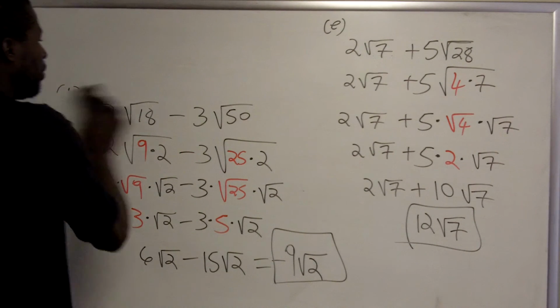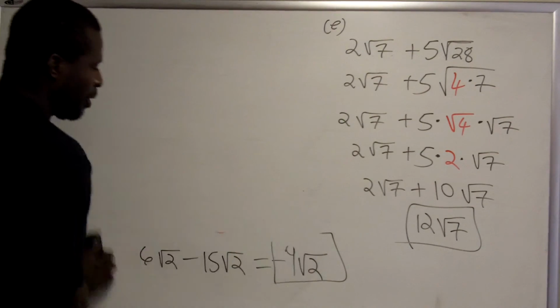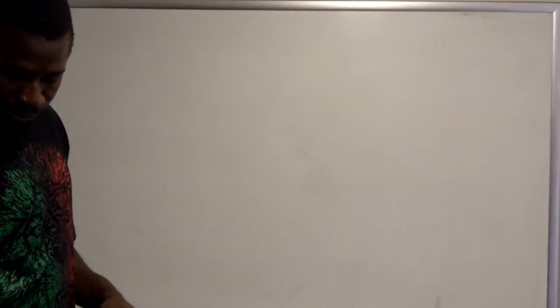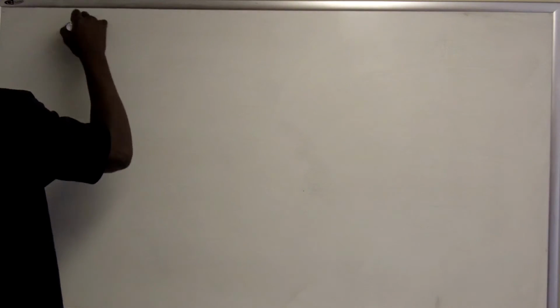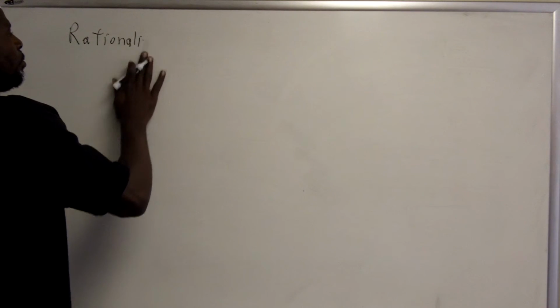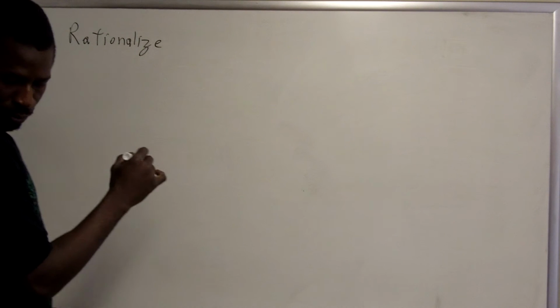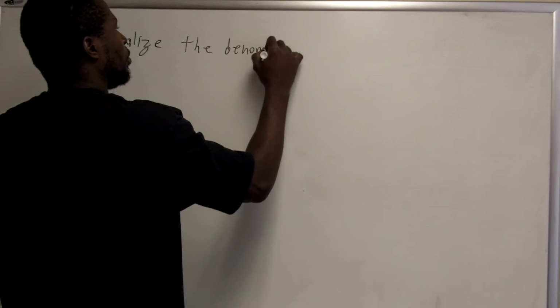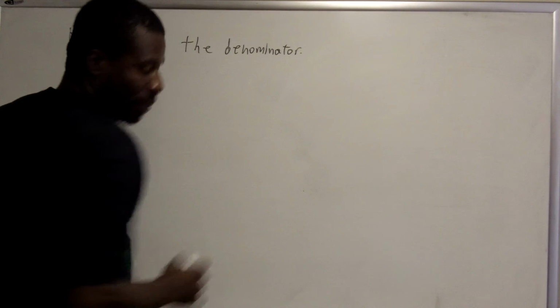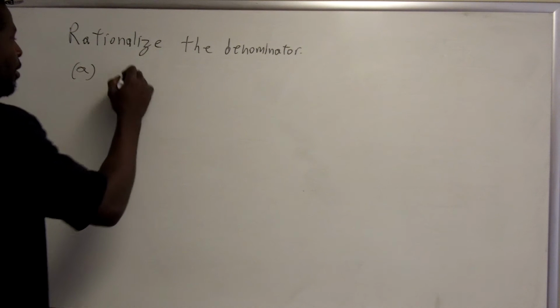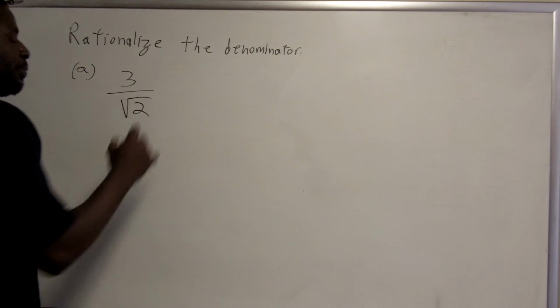All right, the last thing I want to do, I'm going to actually write the directions here. The last thing I want to do is something called rationalizing the denominator. So let's take a look at that. So rationalize the denominator here. Let's do this problem. 3 over the square root of 2.